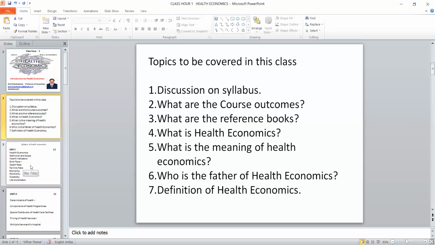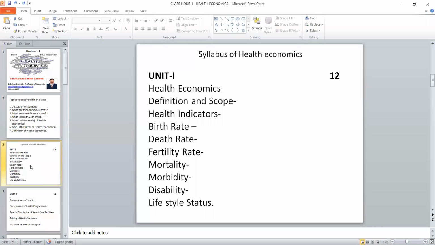Let's start with the syllabus. As far as health economics is concerned, like other subjects, there are 5 units. In Unit 1, we are covering the nature and scope of health economics. Before that, we will define what it is. Then we will discuss the health indicators. There are 6 health indicators.